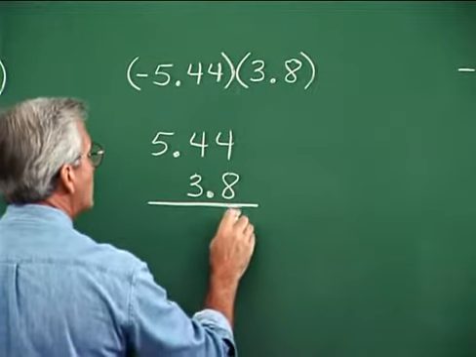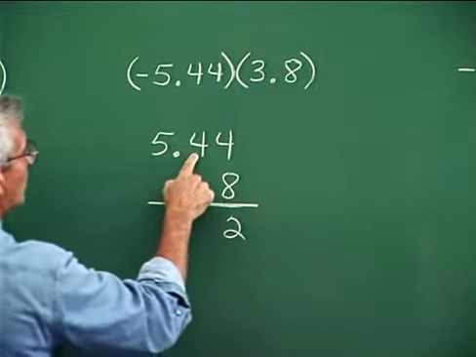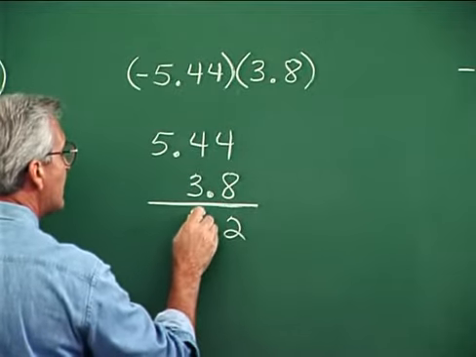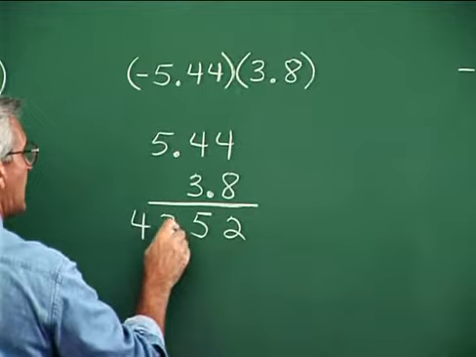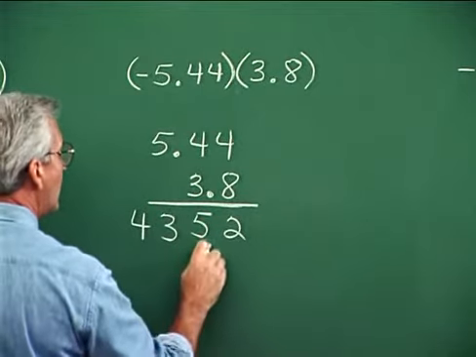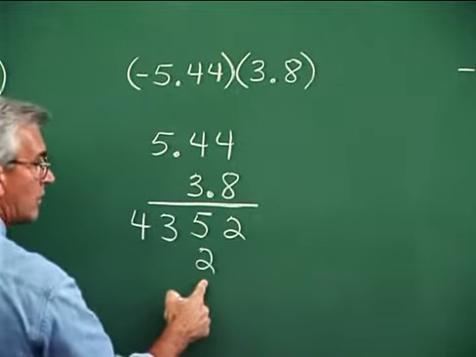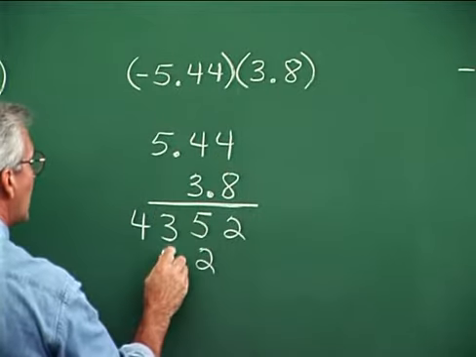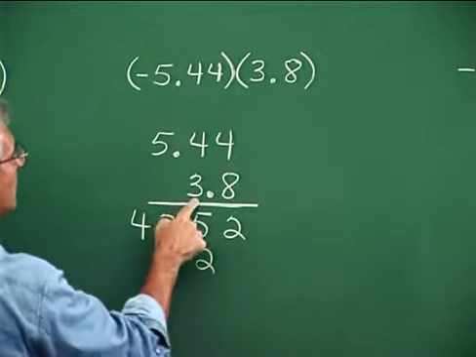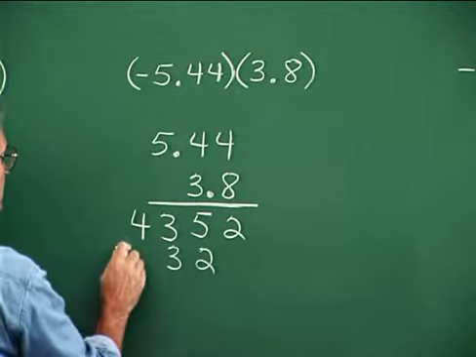But 8 times 4 is 32. I'm carrying 3. 8 times 4 is 32, and 3 is 35. Carry 3. 8 times 5 is 40, and 3, 43. And now 3 times 4, 12. And remember that first digit goes under the 3 here. So 3 times 4, 12. I'm carrying 1. 3 times 4, 12, and 1, 13. Carry 1. 3 times 5, 15, and 1, 16.